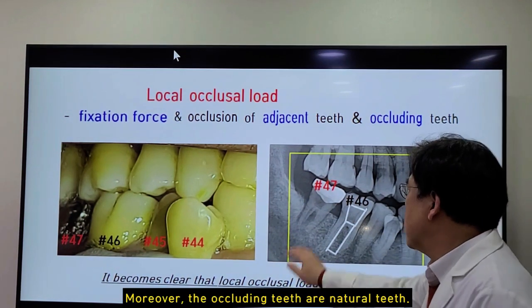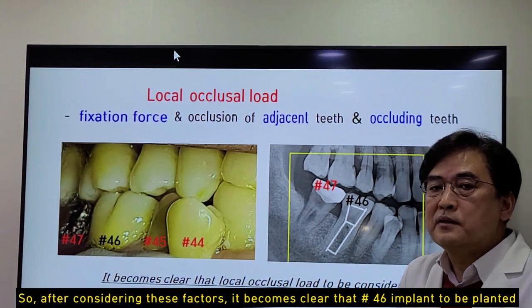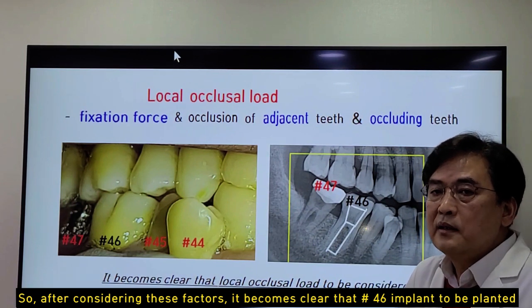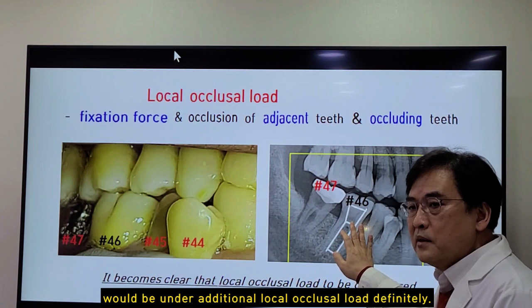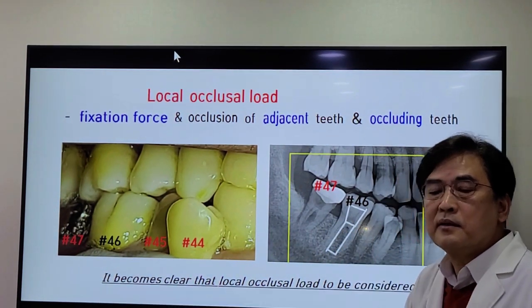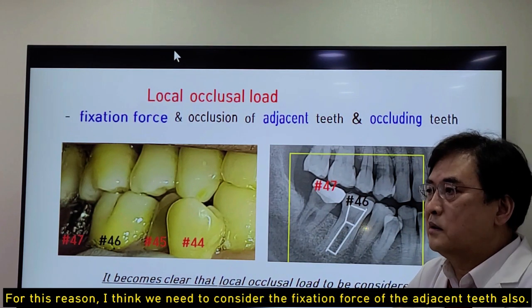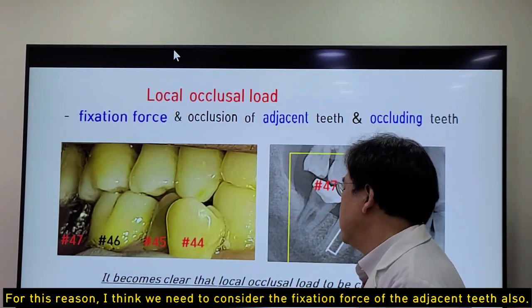Moreover, the occluding teeth are natural teeth. So after considering these factors, it becomes clear the 46 implant to be planted would definitely be under additional local occlusion load. For these reasons, I think we need to consider the fixation force of adjacent teeth also.